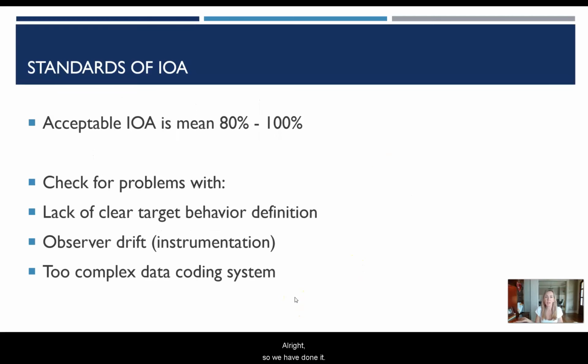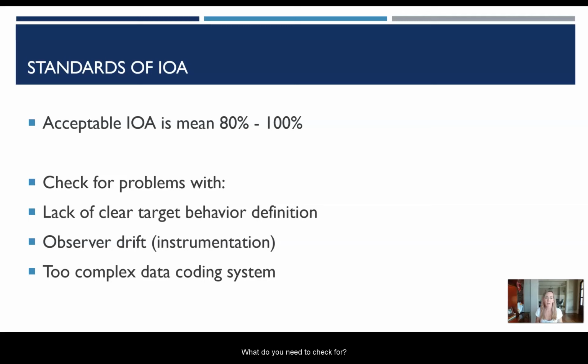All right, so we've done it. Now, what are the standards? What's acceptable? Is 58 acceptable? Is 86 acceptable? Well, here you have your range. 80% to 100% inter-observer agreement is acceptable. If you don't get this, it's not the end of the world. It just means that you might have some problems.